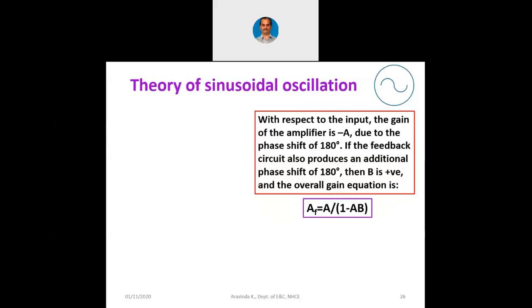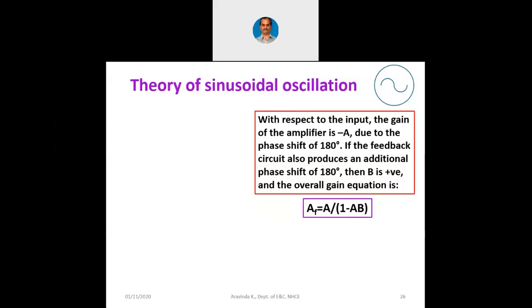The overall gain equation is AF equals A by 1 minus A beta now. Earlier we had A by 1 plus A beta. Now because of the feedback circuit which is producing a phase shift of 180 degree, this is A by 1 minus A beta. Now look at this 1 minus A beta. If at all this A beta becomes 1, we had seen in the Nyquist criterion that the amplifier is going to become completely unstable and it is going to become an oscillator.